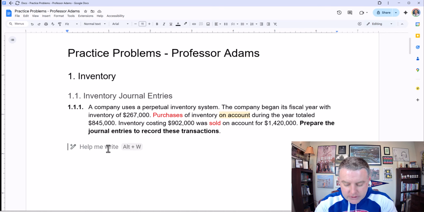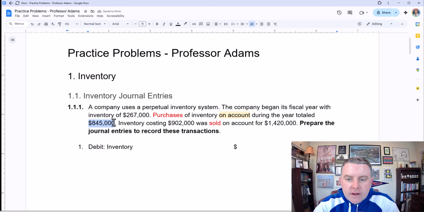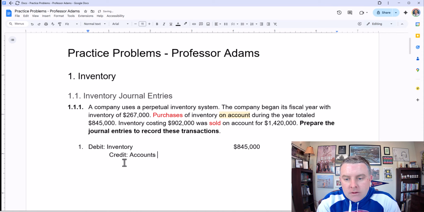So let's tackle the first one. The first one is going to be debit inventory, because our inventory is increasing for the purchase, and the amount is here, $845,000. And remember, they tell us in the problem that the company bought the inventory on account. We didn't pay cash, so we're going to credit accounts payable for 845,000. And that is it for the purchases. So we did that journal entry.